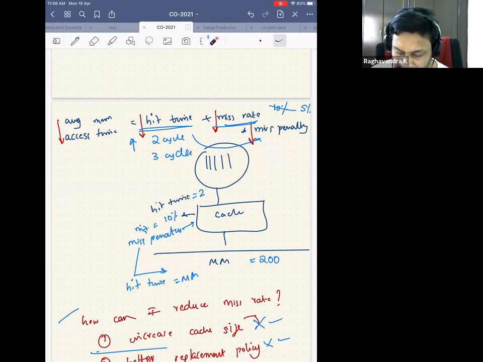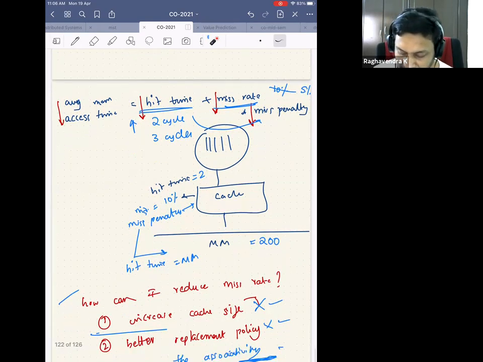We also said that having a larger block size will decrease the miss rate, but having a larger block size can also increase the miss rate because if there is no spatial locality, then you might miss out and the miss rate might increase. We also said that we can reduce the miss penalty by having multiple levels of cache.